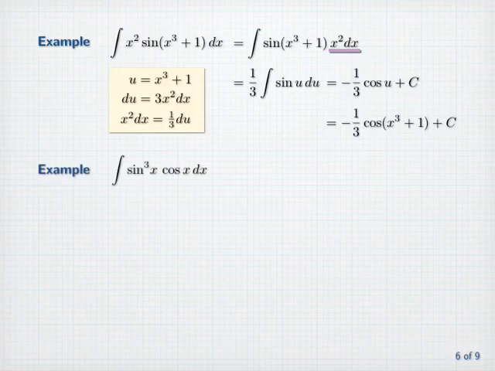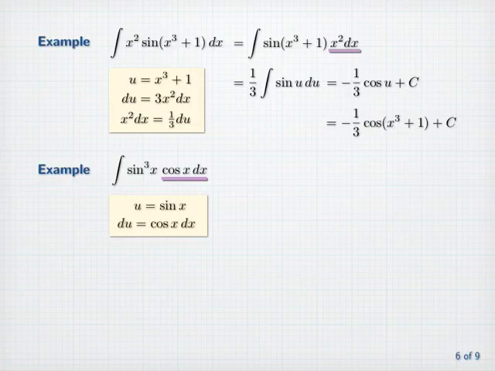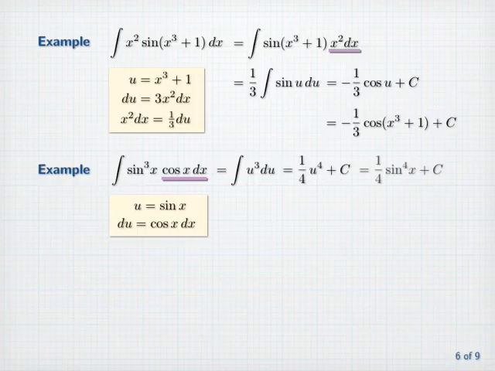Example. The integral of sine cubed times cosine x dx. Here one of the factors is a composition where sine x is the inside function and the cube function is on the outside. Fortunately, we have a factor cosine x dx, which is precisely the differential of sine x. So we'll substitute u equals sine x, which means du is cosine x dx, and transform our integral into the integral of u cubed du. So we get 1/4 of u to the 4th plus c, and finally replace u with sine x. 1/4 of sine to the 4th x plus c.